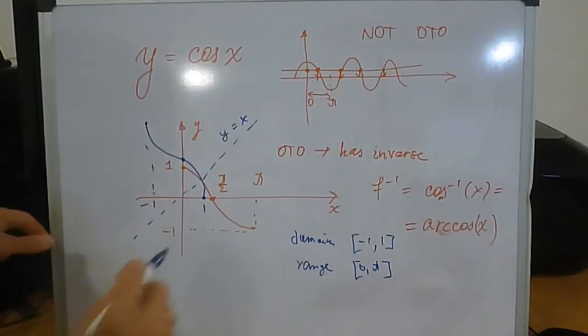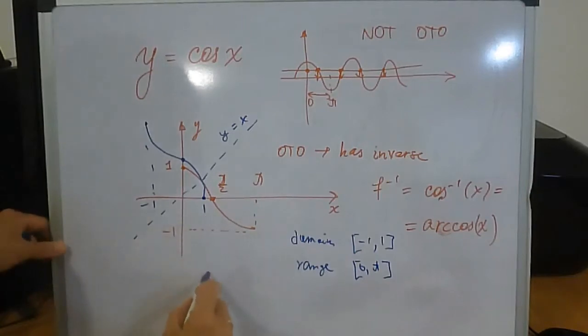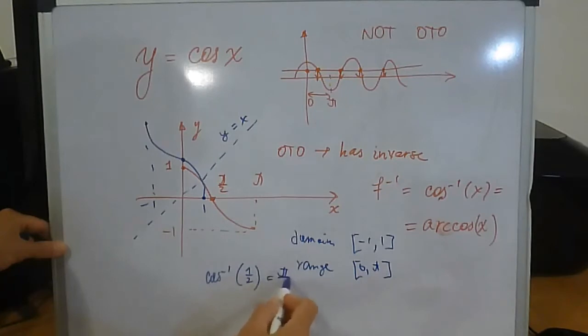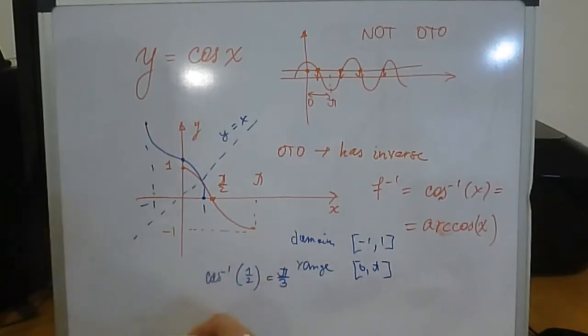Okay, example. For example, cosine inverse of 1/2. Well, how do we find cosine inverse of 1/2? First we have to think, okay, which angle is producing cosine which is equal to 1/2? And recalling our table, I'm probably going to say pi over 3. Write down pi over 3. So that's how we find inverses.